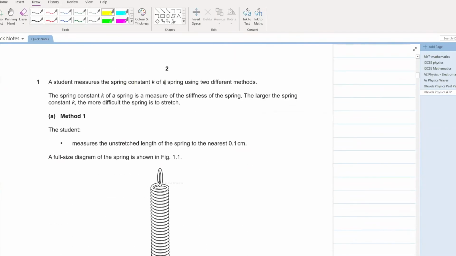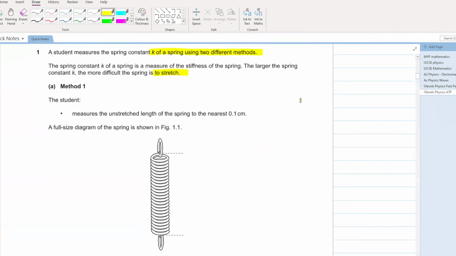A student measures the spring constant K of a spring using two different methods. The spring constant K of a spring is a measure of the stiffness of the spring. The larger the spring constant K, the more difficult the spring is to stretch. Method 1. The student measures the unstretched length of the spring nearest to 0.1 centimeter.